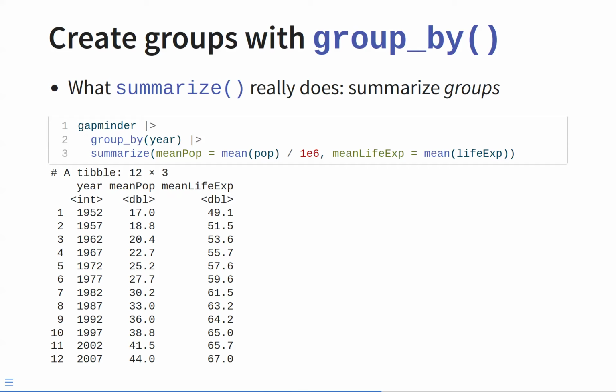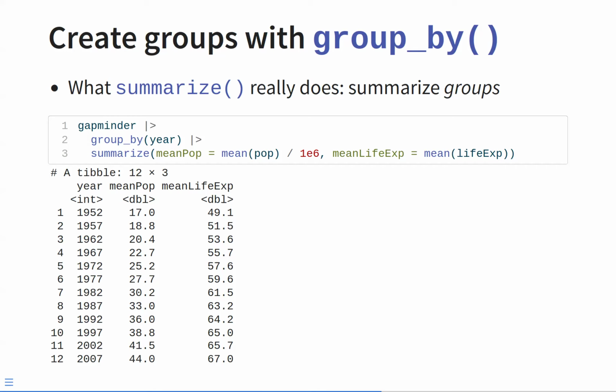The next dplyr verb that we're going to learn about is called group by. And in fact, group by is going to help us to better understand what summarize is really doing. I said before that summarize collapses a data frame to a single row. That's not exactly right. What summarize really does is it summarizes groups. It's just that in the previous examples, I didn't specify any group. So summarize just treated the entire dataset as a single group.